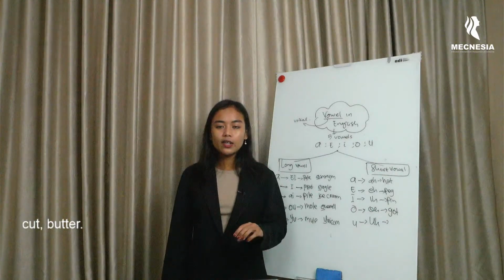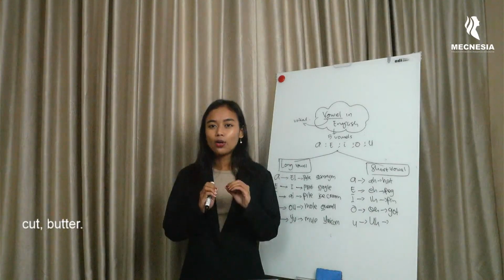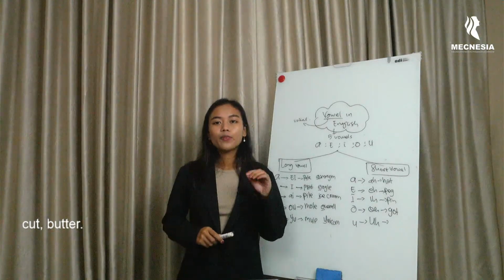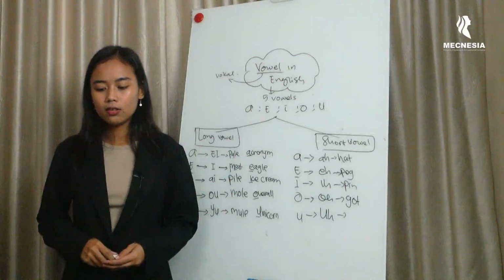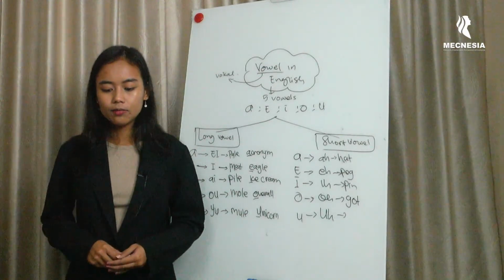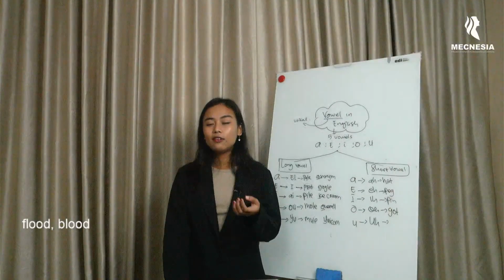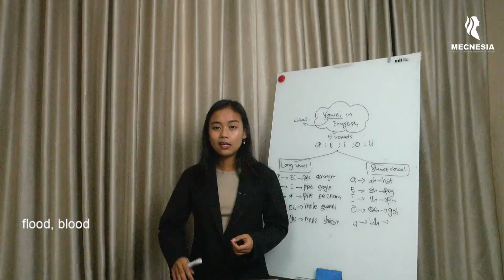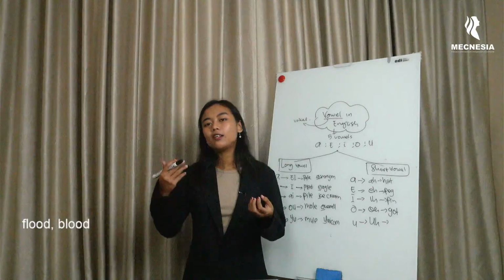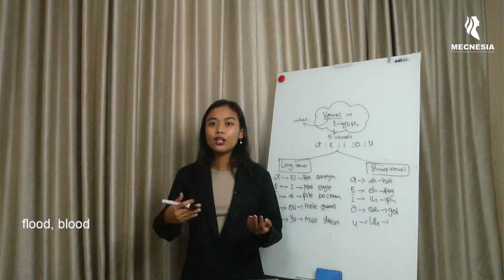Next, when there is double O following the L. Ketika ada huruf O dua kali yang mengikuti huruf L. For example, like in the word flood. Blood. Sorry, the previous, yang sebelumnya bukan flood, tapi flood. And then blood. So we have flood and blood. Flood itu banjir, blood itu darah.